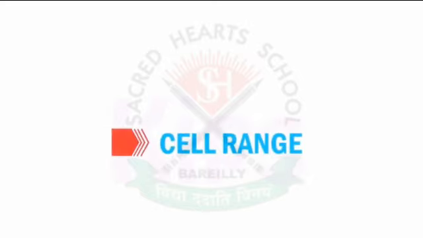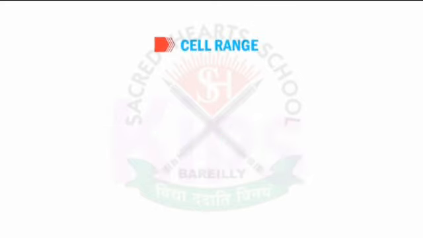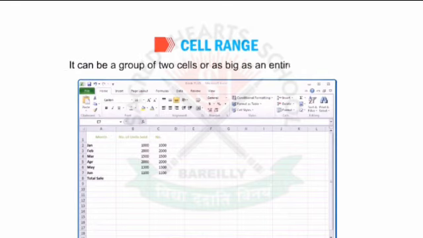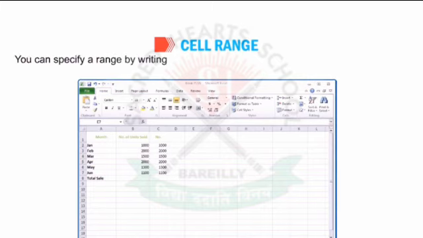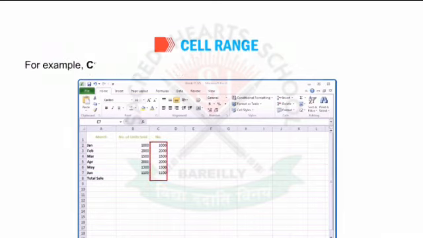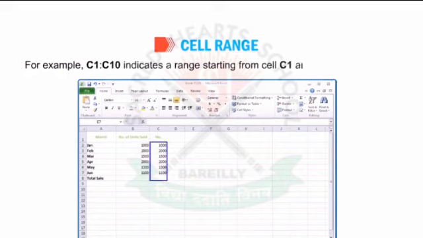Let's talk about the cell range. A range is a group of contiguous cells which form the shape of a rectangle. It can be a group of 2 cells or as big as the entire worksheet. You can specify a range by writing the starting cell address followed by the ending cell address, both separated by a colon. For example, C1:C10 indicates a range starting from cell C1 and ending with C10.